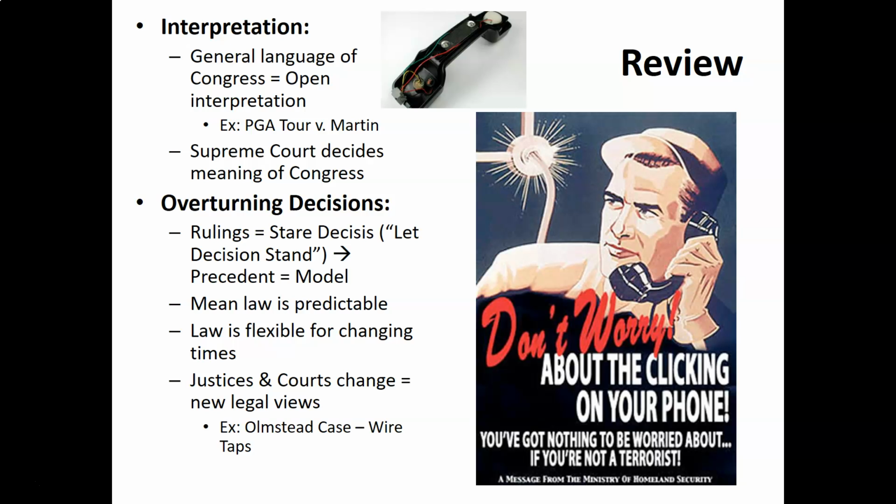Now, generally, the average law is predictable, but is flexible for the changing times. And this is the beauty of our Constitution and the beauty of the courts as they change, because you can have new legal views that can come in and say, look, we agree with this. This court agreed with it in the past, but now things have changed, whether it's across the nation, across the court, or across the world, whatever. And you can actually see legal views change from time to time. And this is where you can get overturned decisions. Again, like Plessy versus Ferguson being overturned, Brown versus the Board of Education, Olmstead cases, wiretaps, and so forth. There's a bunch there.